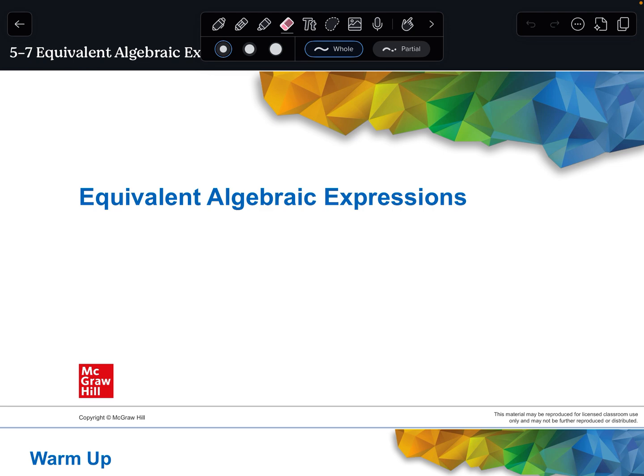Anyways, today's lesson is lesson 5.7. This is the last lesson of this chapter. This is lesson 5.7, equivalent algebraic expressions, and this begins on page 315 of your textbook.